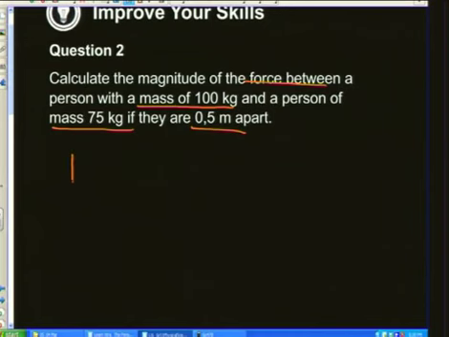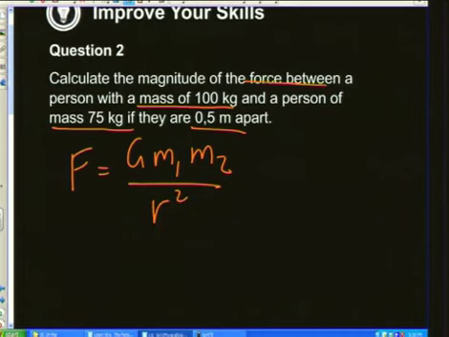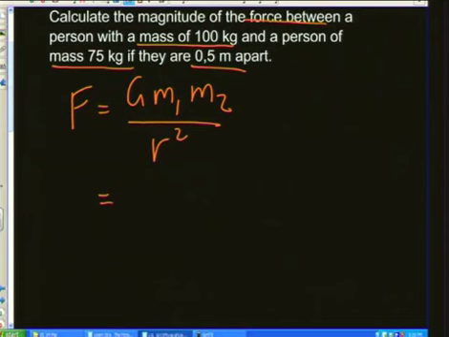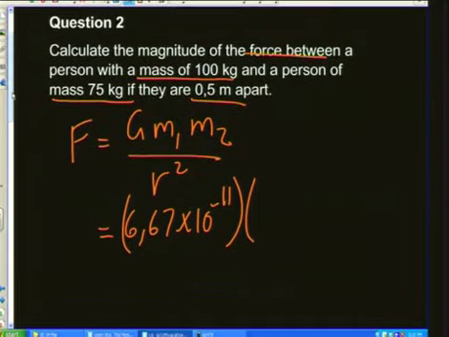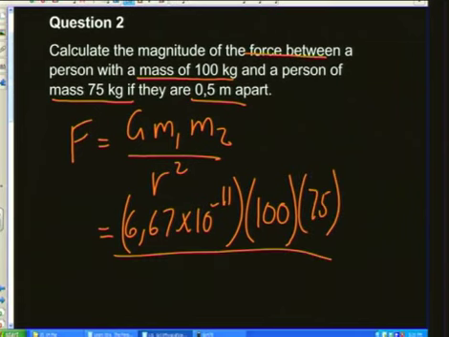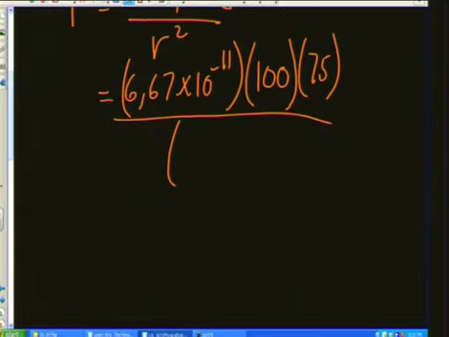We'll apply exactly the same formula. We're going to say, what's the force of attraction when we have G, M1, M2 over R squared? And guys, I'm not even going to go too far with this. I'm going to substitute the values in: 6,67 times 10 to the minus 11. The mass of the one person was 100 kilograms. There must be SI units. And the other was 75 kilograms. And now we must make sure that we take 0,5 and we square it. 0,5, not 0,8.